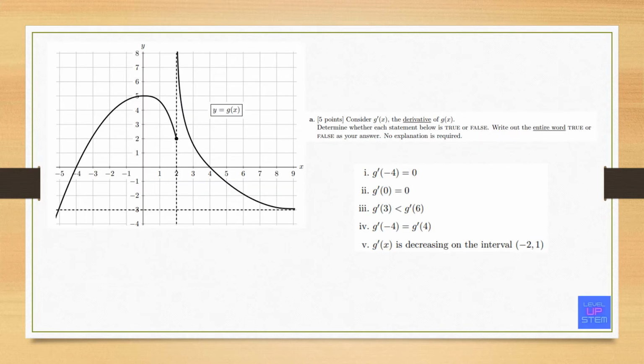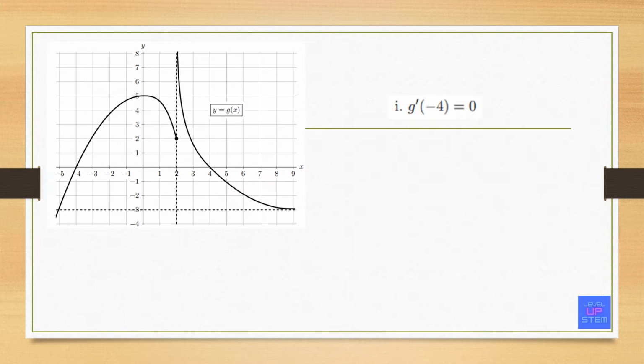All right. We have some true and false here. So consider g prime of x, the derivative of g of x, and determine whether each statement is true or false. Okay, so let's break these down one by one. In this first problem, we have g prime of -4 is equal to 0. Well, that would be false. G prime of -4 would be a positive number. As you can see here, it's going up. There's a positive slope, and it's a positive number due to positive slope.